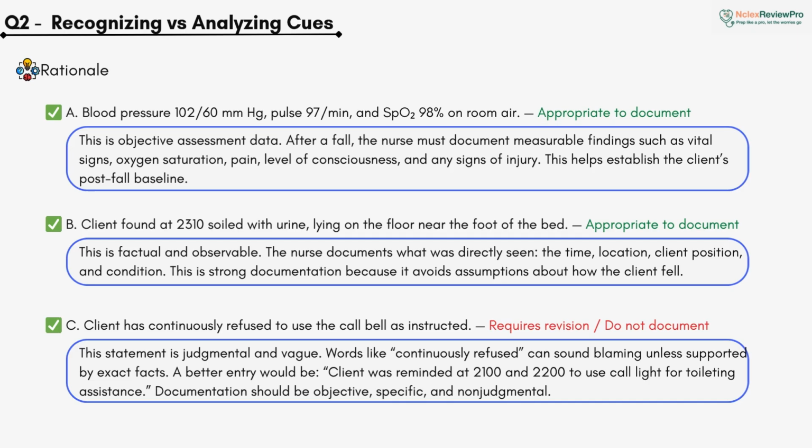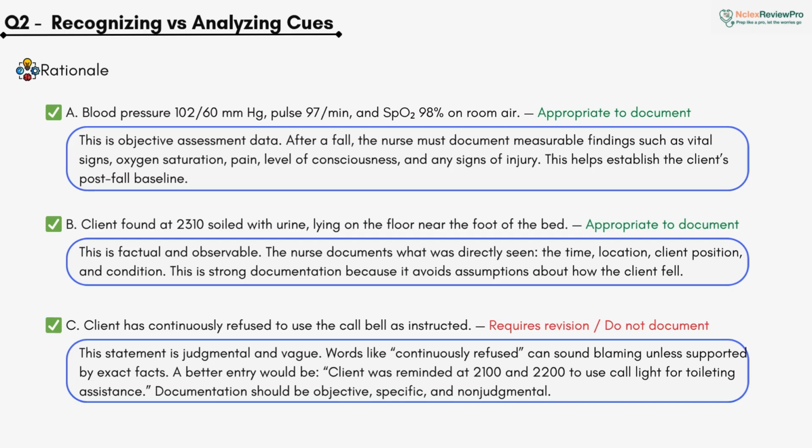Option B says, client found at 23:10, soiled with urine, lying on the floor near the foot of the bed. This is appropriate to document. This is factual and observable. The nurse is documenting what was directly seen: the time, the location, the client's position, and the client's condition. This is strong documentation because it avoids assumptions about how the client got to the floor.